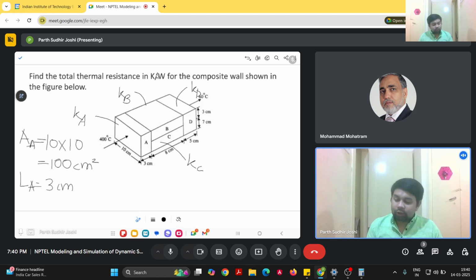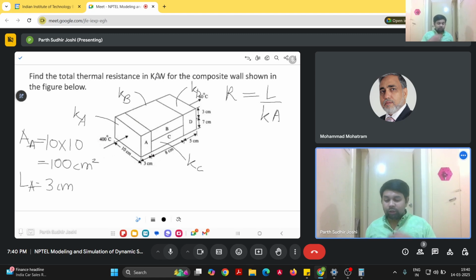So the general expression for thermal resistance is basically L by K into A, where L is the thickness, K is the thermal conductivity, and A is the cross-sectional area. Likewise, we can use this particular equation to calculate the thermal resistance for each of these components of the wall.